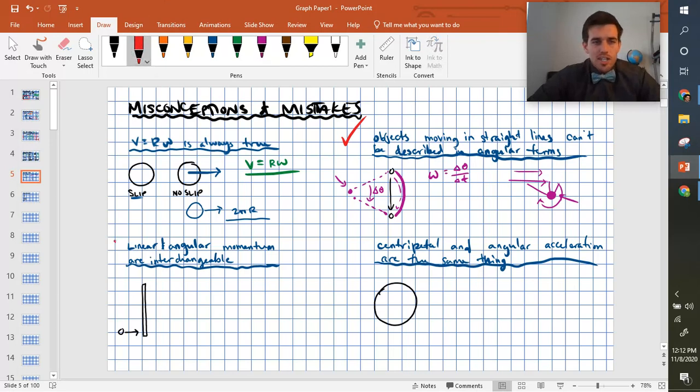And I'm going to be honest right here, this misconception isn't going to be coming up for another few days because we haven't talked about angular momentum. But I want to bring it up now because the more times I mention it, the better chance we'll have of having it stick in our brains.